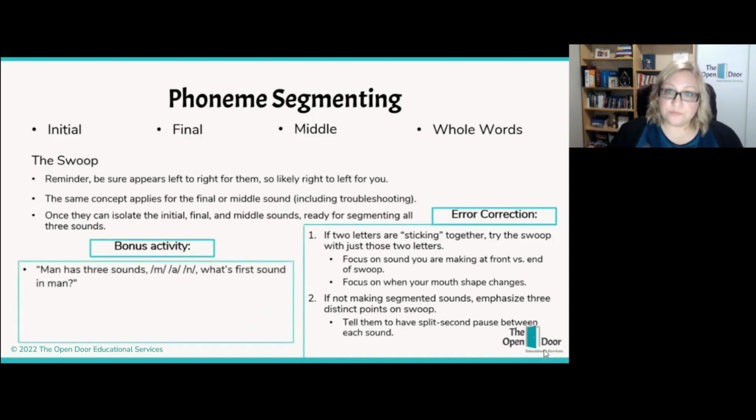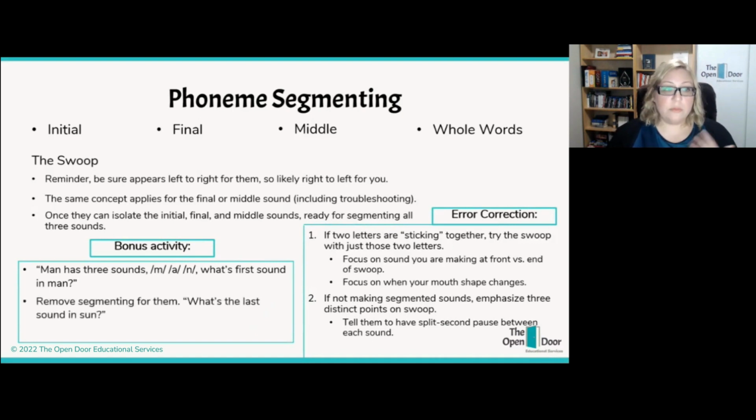At first, you can kind of spoon feed it to them. The word man has 3 sounds. What's the first sound in man? And then make it a little more challenging by removing the step where you segment the word for them. What's the last sound in sun? And then from there, you can actually add in words that even have more phonemes in them.